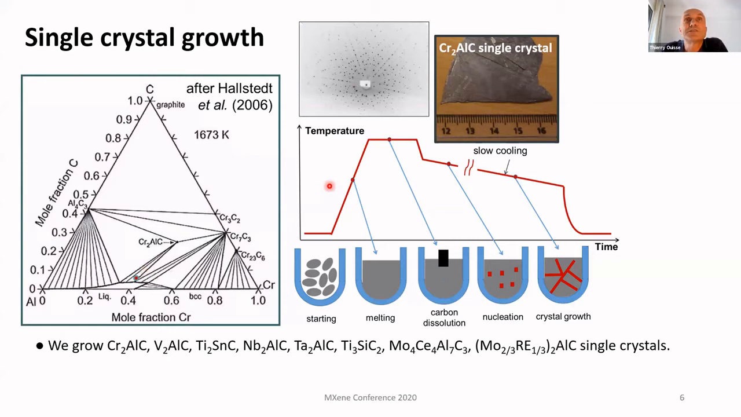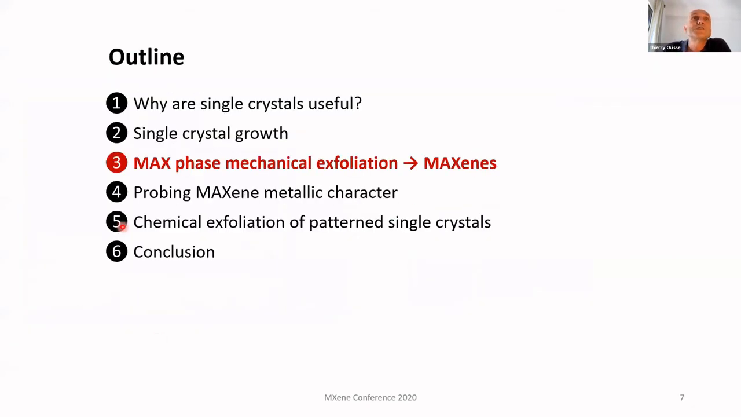Here you can see a typical temperature cycle. To increase the crystal size, we very slowly cool down the solution because slow cooling enables Ostwald ripening and the formation of bigger crystals. A good result is shown here, where you can see a sample of chromium aluminum carbide along with the transmission Laue pattern, proving that it is a single crystal. We now grow a substantial number of MAX phases, and I wrote down the list here. Once we get crystals, we can use them for mechanical exfoliation, and this is the third part of my talk.